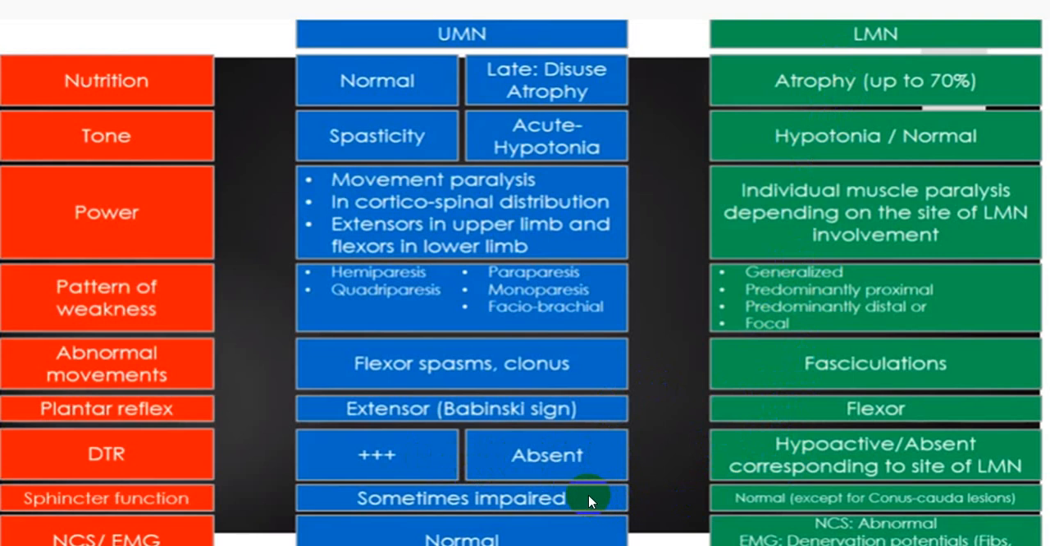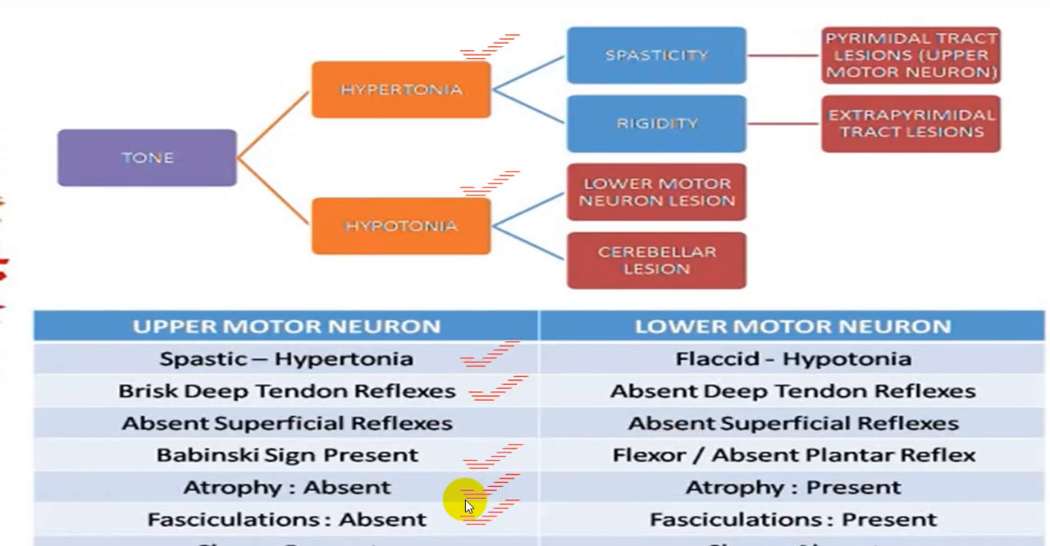Sphincter function is not very commonly affected, while in case of a conus medullaris lesion it will be very frequently affected if it is a lower motor neuron lesion. EMG and nerve conduction study will always be normal in upper motor neuron, while invariably in a lower motor neuron lesion nerve conduction and EMG will be very frequently affected. We have already discussed this particular part. Spasticity is more common with the pyramidal tract, while rigidity is more common with the extrapyramidal system.